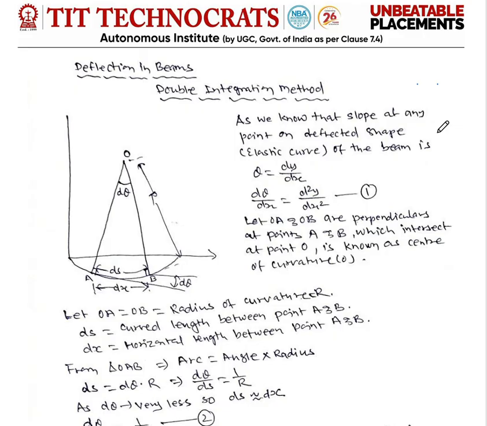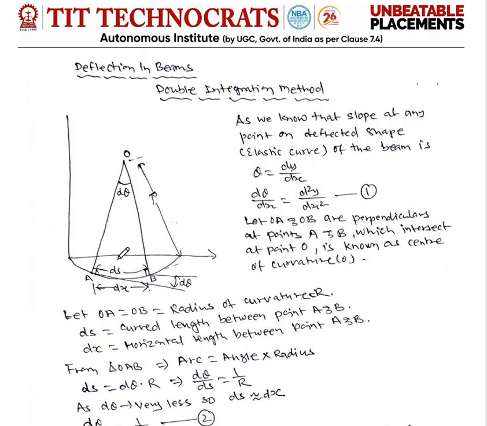Fourth is the conjugate beam method. And fifth one is the method of strain energy. This double integration method is used to calculate the slope and deflection for some standard cases. Now first we are taking the derivation for this double integration method. So here we are considering, suppose, any simply supported beam.